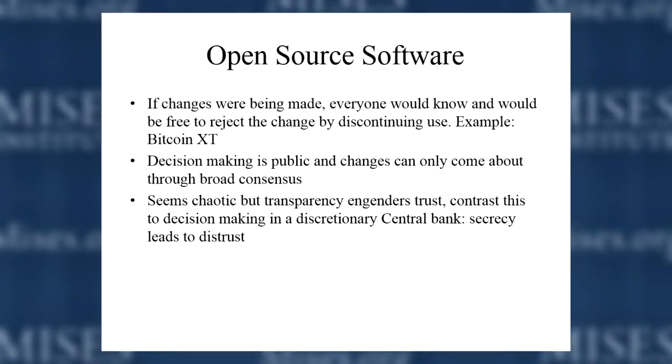And all of this goes a long, long way towards the trust issue, which is a big deal when it comes to money. So contrast this open, public consensus decision making with decision making that goes on behind closed doors in a central bank with discretion, right? Not a central bank that's been bound by a rule, but one that's been given discretion, which is what's been going on a lot. When there's secrecy and nobody knows what's going on behind closed doors or how they're making their decisions, and they've been given a lot of discretion, that actually leads to distrust, right?